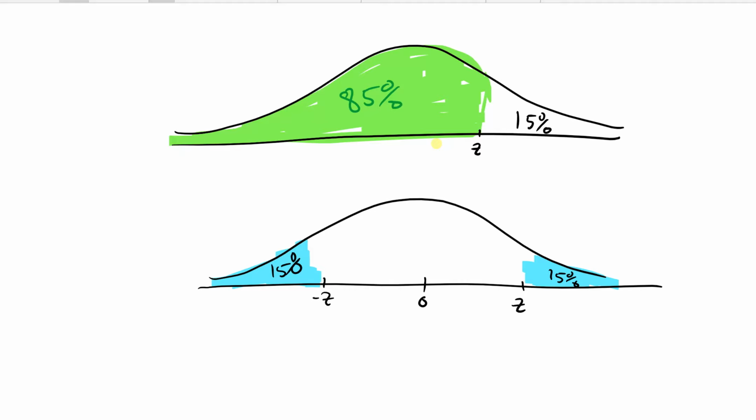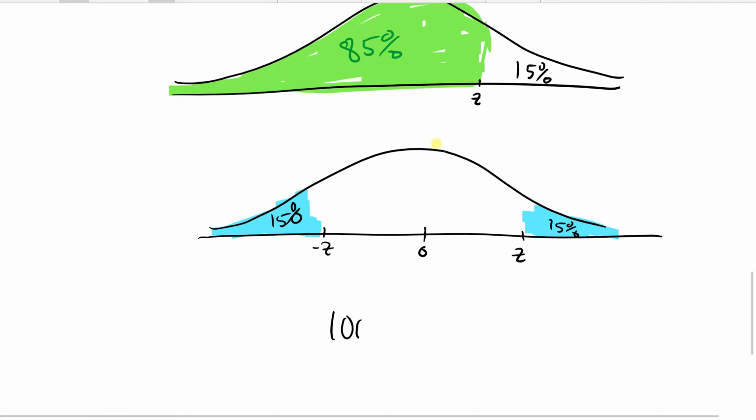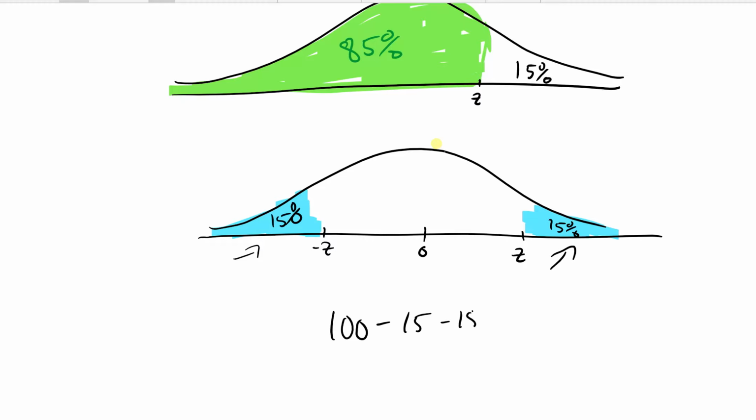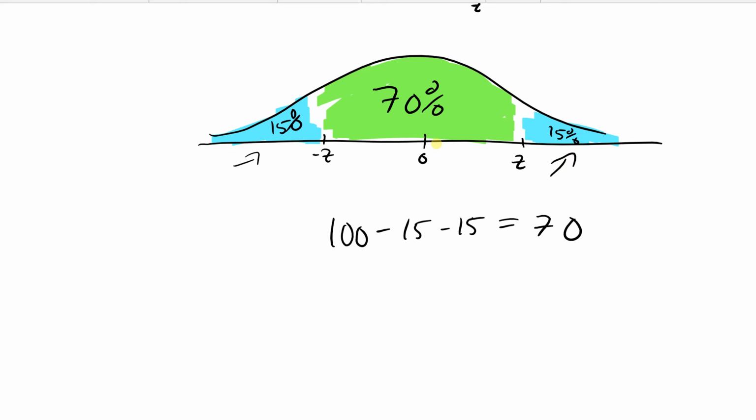That helps us because it tells us that the area between negative Z and Z is 100 minus this 15 minus this 15, which is 70. That tells us the area between negative Z and Z, and let me shade that in green, this area here, is 70%. Now we can go to the table and look for the area 70% and see what the corresponding Z is.